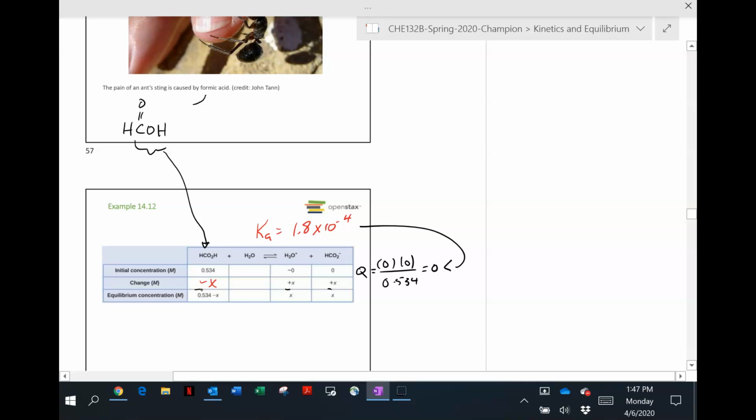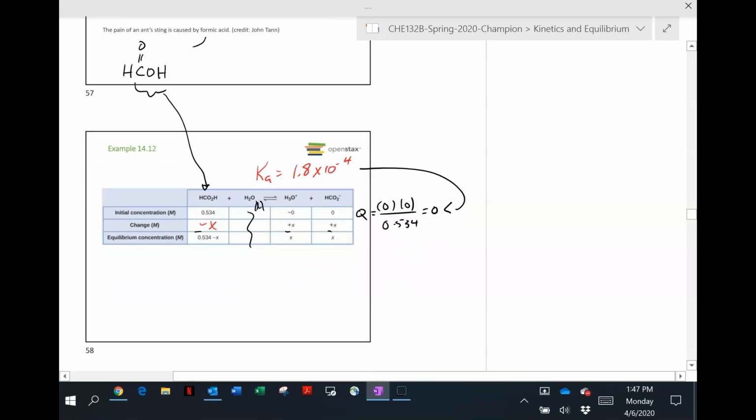That's 0. That is less than our Ka, so that tells us plus, plus, and minus. The x's are multiplied by invisible ones because the compounds are multiplied by invisible ones, so minus x, plus x. We leave water out because water is a liquid. It doesn't factor into the equilibrium expression. So the problem we're trying to solve here is that Ka, 1.8 times 10 to the negative fourth, is equal to x squared over 0.534 minus x, and that's representing the hydronium ion concentration, which is x, the formate ion, which is the conjugate base of formic acid, and the formic acid HCO2H, formic acid concentration at equilibrium.